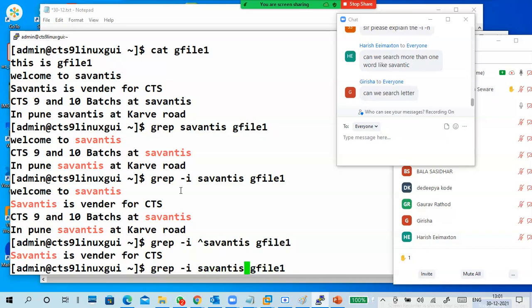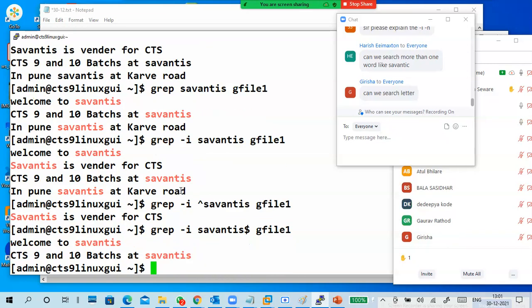Next, if you put a dollar at the end of your pattern, it will display only those lines where the pattern matches at the end of the line. Let's understand this one: start of the line, end of the line, ignore the case sensitive, three things.